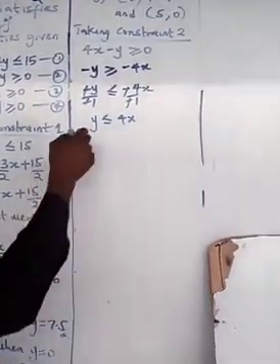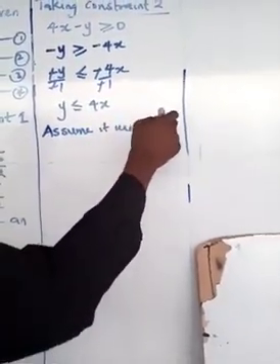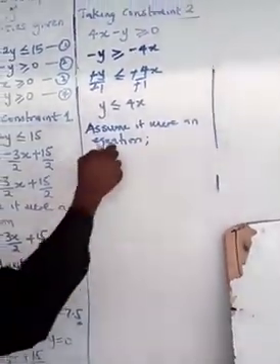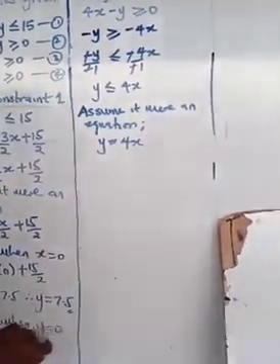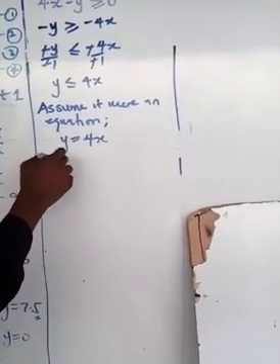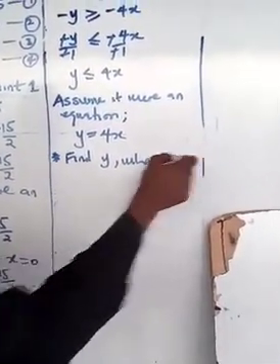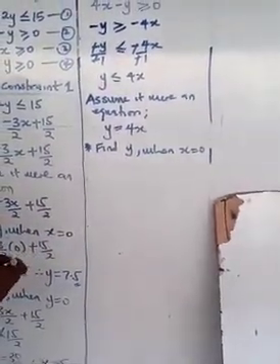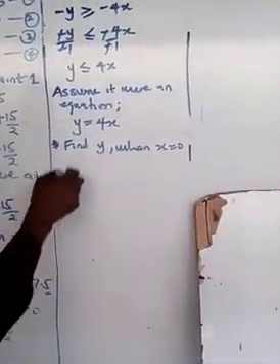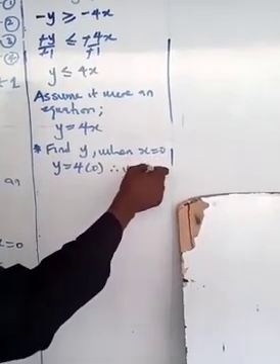Now assume it were an equation. So if we do that, that means y equals to 4x. So we'll just get 0 for this. Find y when x is 0. So we'll get 0 for both points, so that means there will be no line for this. That's how the question is. So we have y equals to 4 times 0, so that means y is 0.